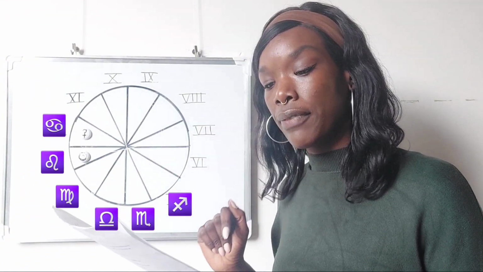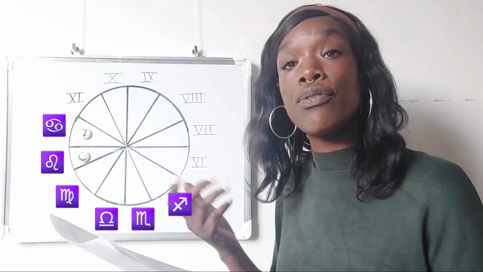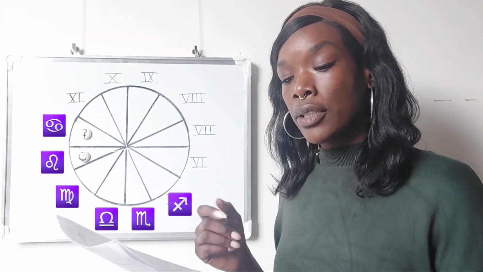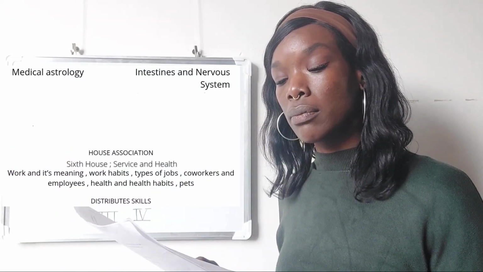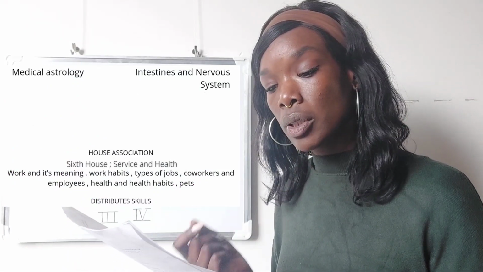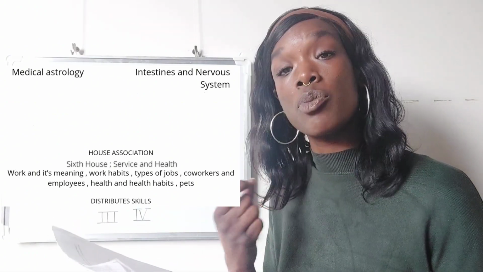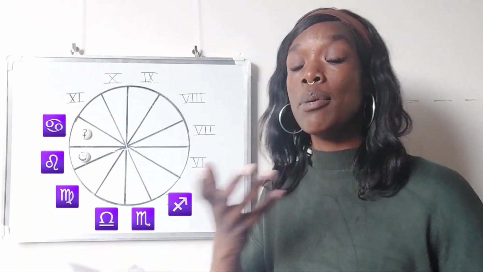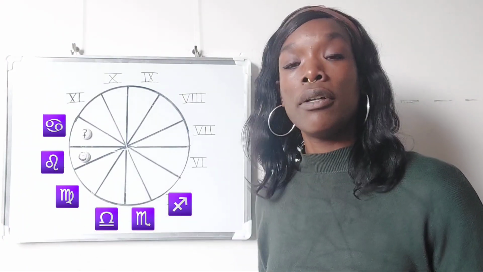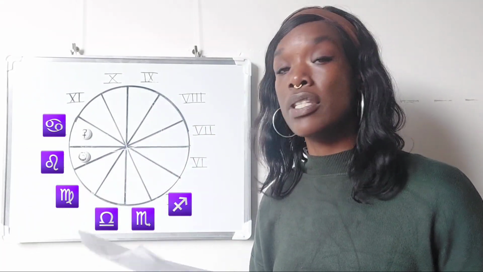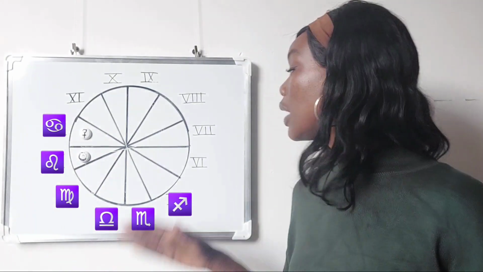So that is the fifth house, and we arrive at the sixth house of service and health. The sixth house represents the colleagues you will work with. It rules themes like work and its meanings for you, work habits, the types of jobs you will have, the co-workers and employees you will encounter, health and health habits, pets, and in the olden days, slaves, because times keep changing. But the sixth house is service, health, and the routines you have in it.